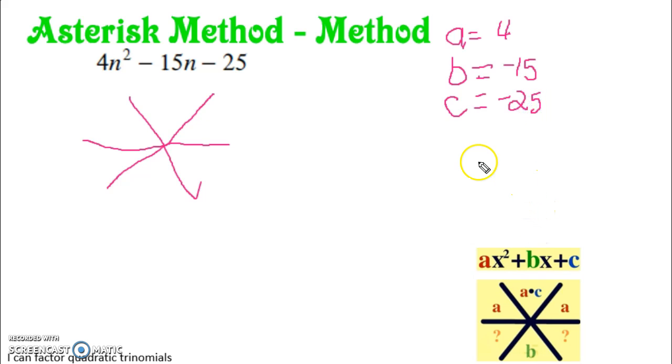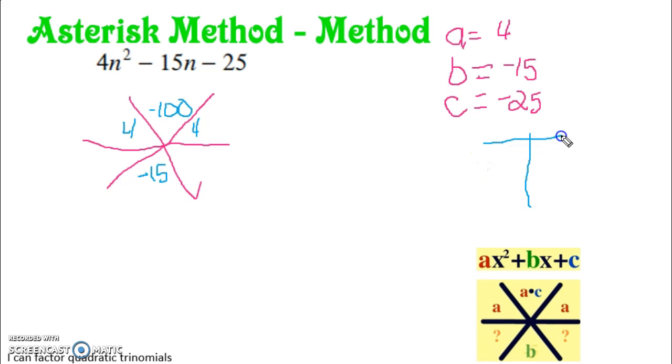Now you need to go in and multiply your A times your C. A times C would be negative 100. And put your B on the bottom, negative 15, and put your A's on the side. And remember what the A is, it's going to be the coefficient of your x terms in your binomial. So now let's write out and find out what those question marks would be.